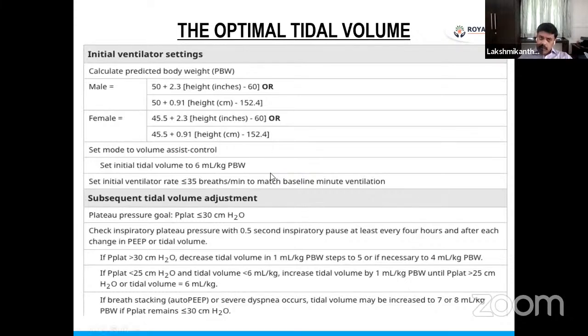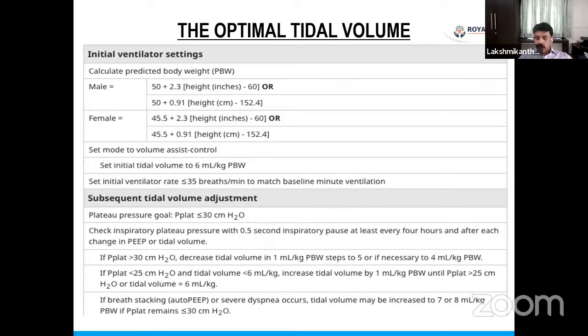So to prevent that, what we do is we go up on the respiratory rate and maintain the minute ventilation. Subsequent tidal volume adjustment will be based on your plateau pressure. If plateau pressure is less than 30 and your CO2 is good, do not change it. Continue with the 6 ml per kg of tidal volume.